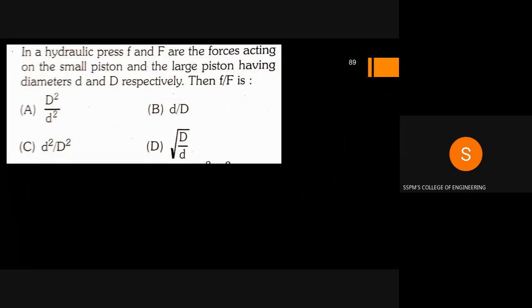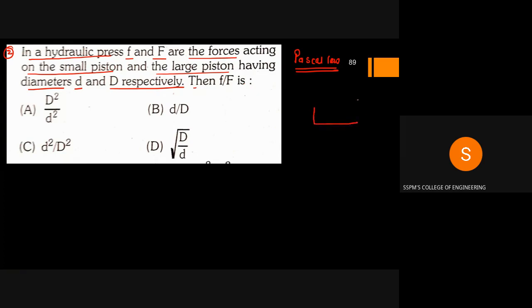Okay, refer to the second question, which is on the Pascal law. The question is, in a hydraulic press, f and F are the forces acting on the small piston and the large piston, having the diameters d and capital D respectively. Then the ratio f upon F is equal to.